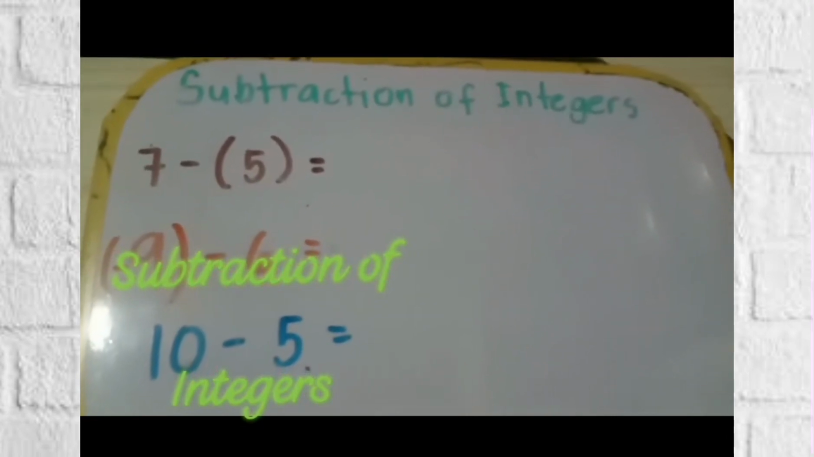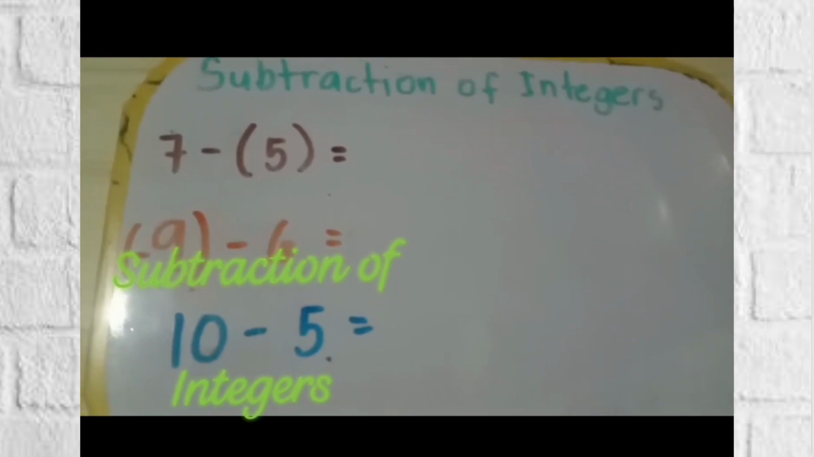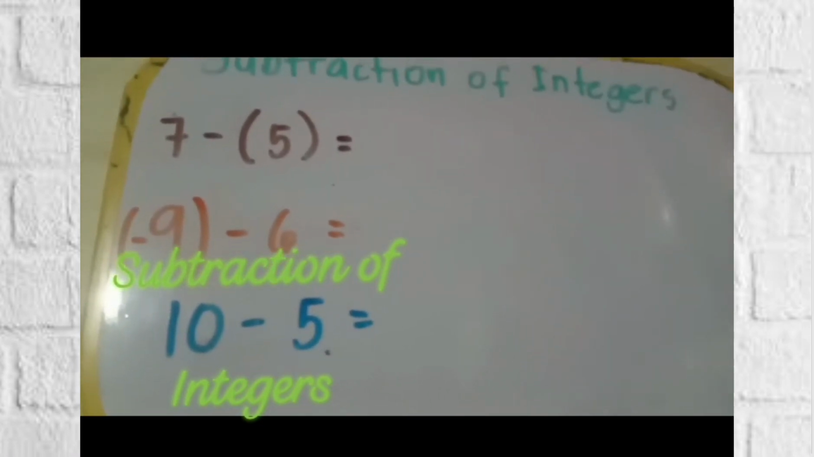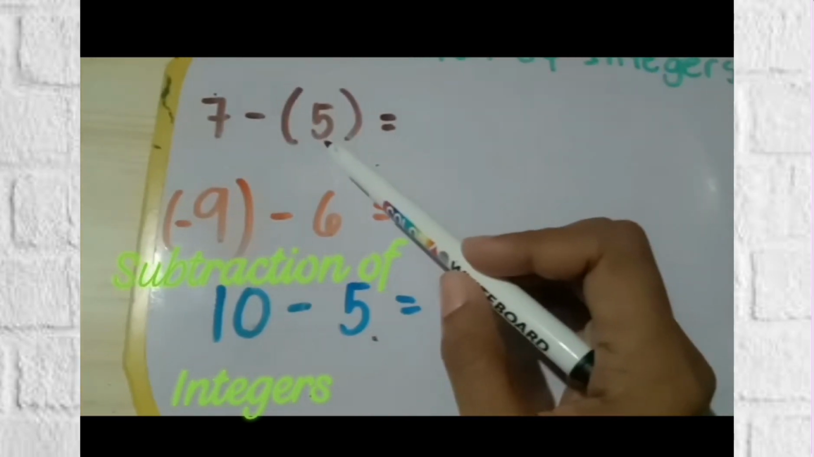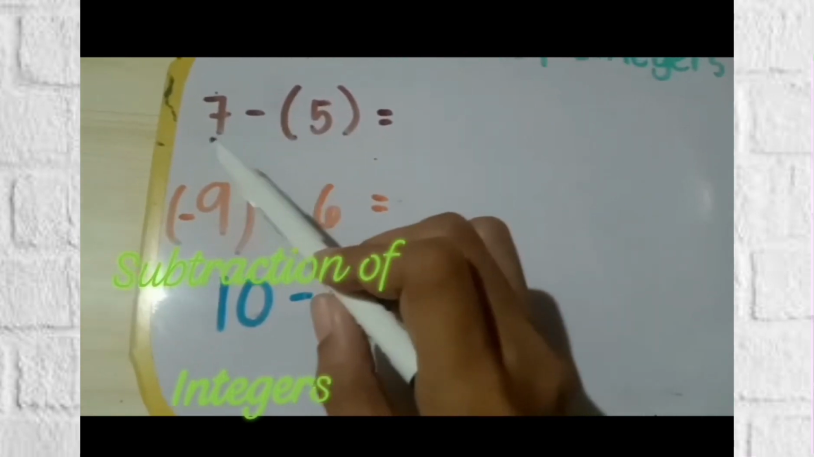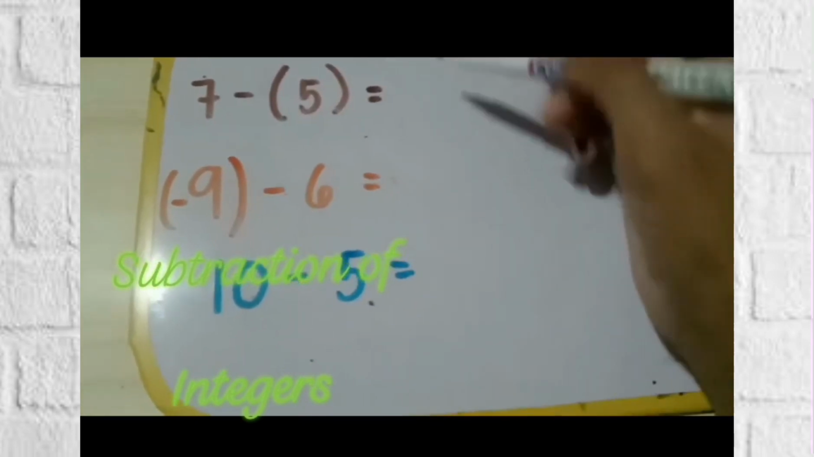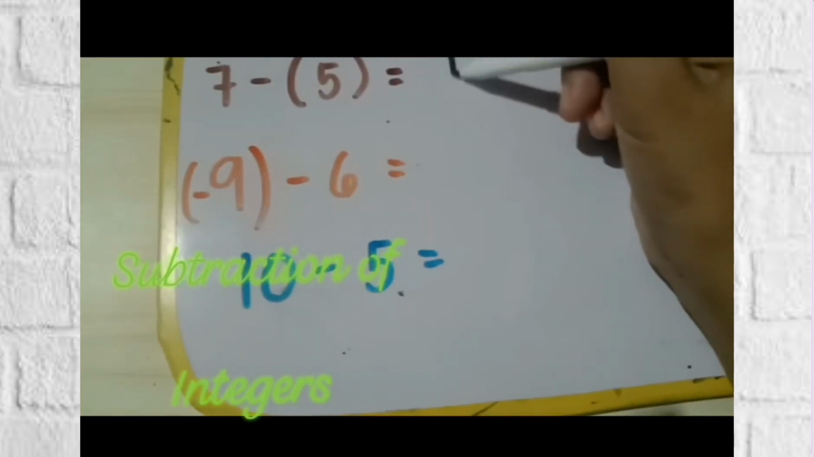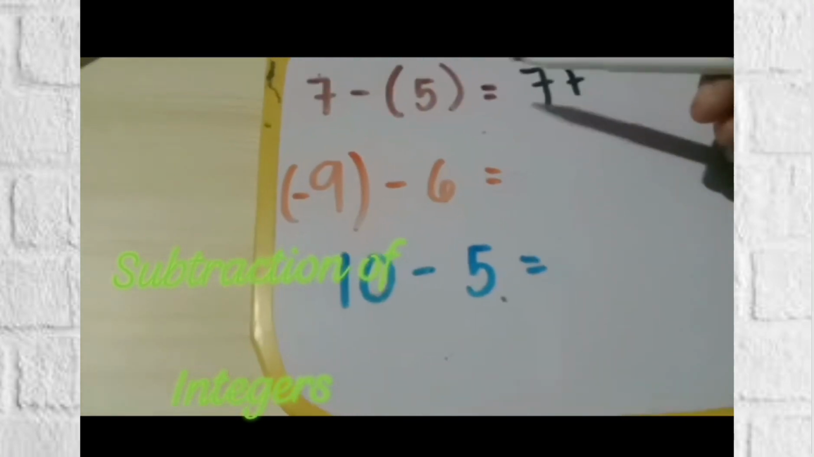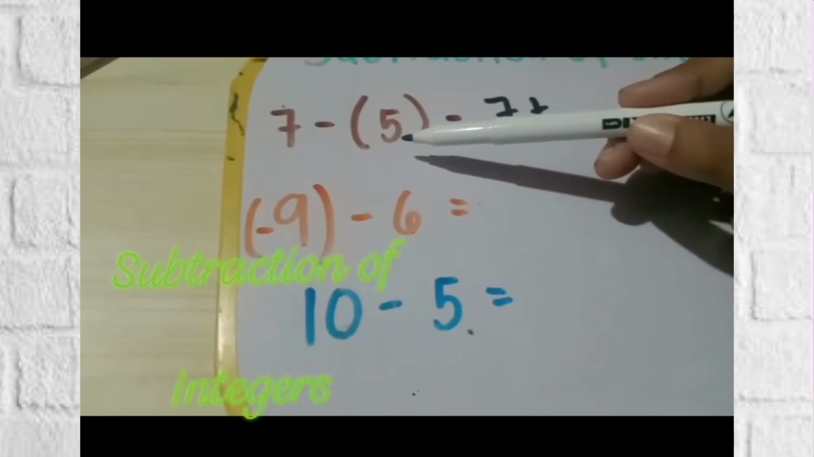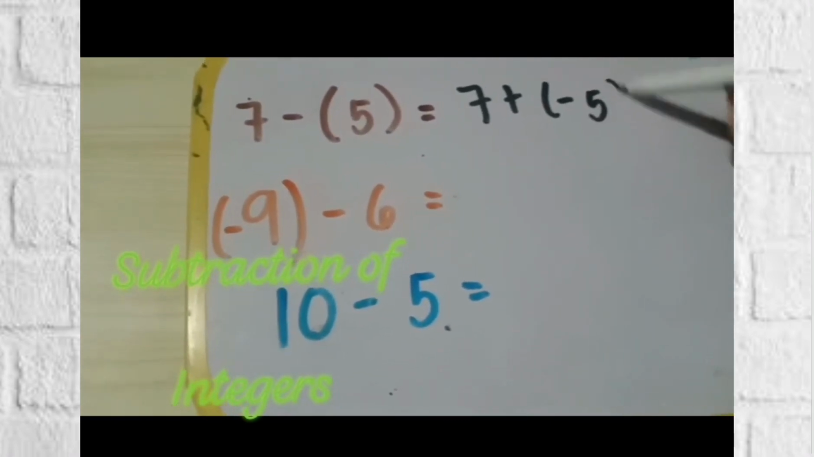Subtraction of integers. Rule: change the sign of the subtrahend and proceed to addition. So, for example, we have here 7 minus positive 5. So, this is our minuend and this is our subtrahend. Copy the minuend, 7, and then proceed to addition. Plus, change the sign of the subtrahend, so positive 5 will become negative 5.